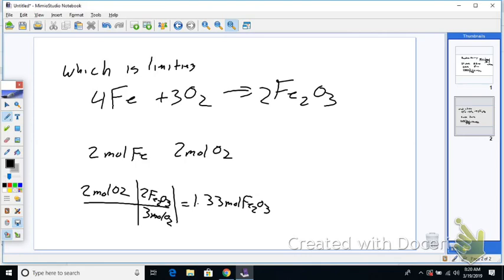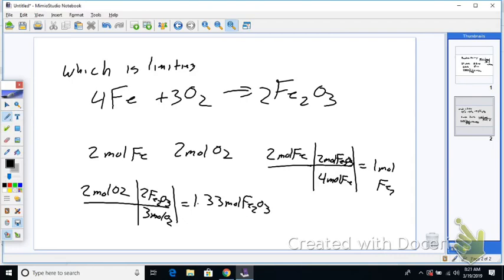Okay, so then I take my other one, which is iron, and I go 2 moles of iron, because I got to do both, because I got to see which one produces the least amount. So down here I'll put 4 moles, and up here I'll put 2 moles, labeling everything, of course. You guys do a good job of labeling, most of you. So 2 divided by 4 is 0.5, right? Times 2 is 1. So I make 1 mole of Fe2O3.